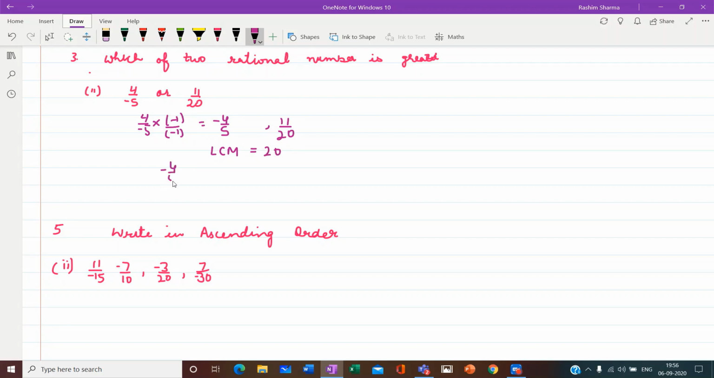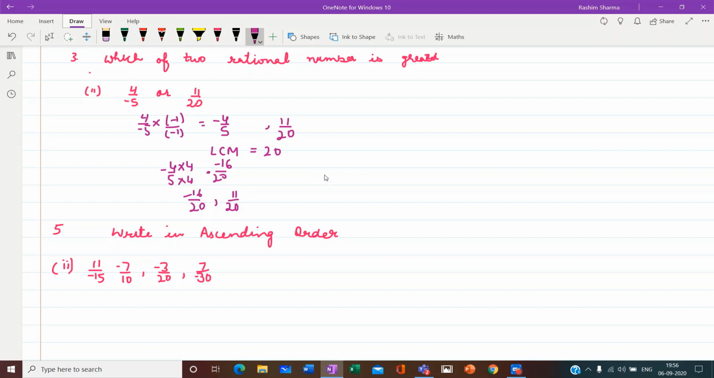So minus 4 on 5. When we change to LCM 20, we need to multiply it with 4. Same 4 we will multiply above also. So we get here minus 16 on 20. Now minus 16 on 20 and 11 on 20, because it is already having denominator 20.